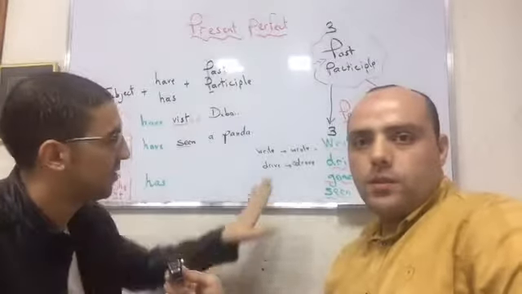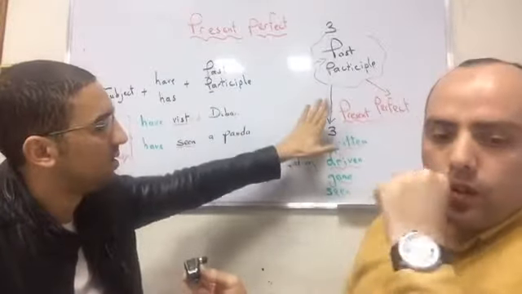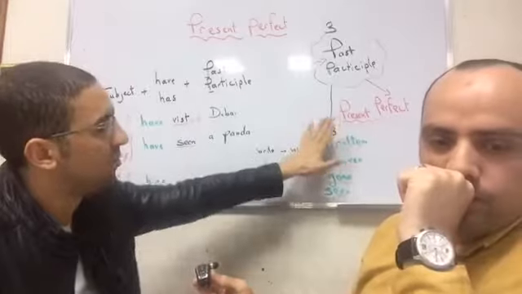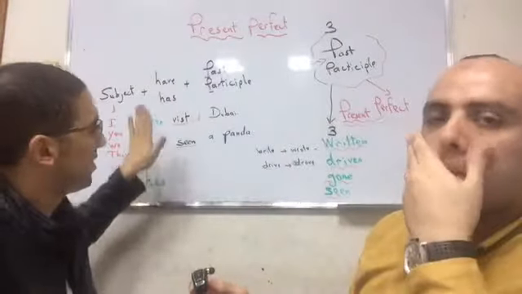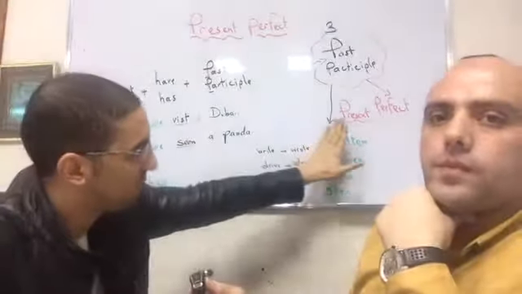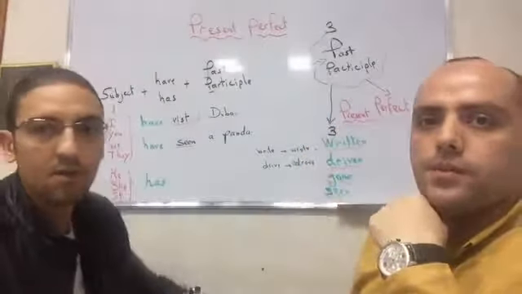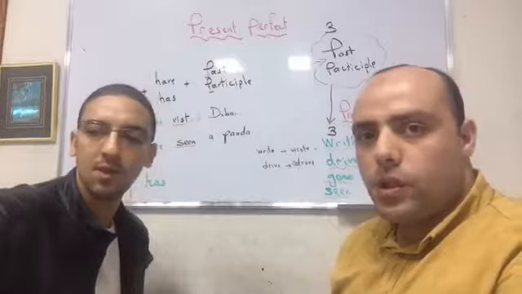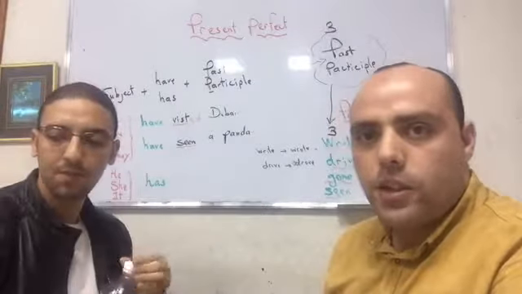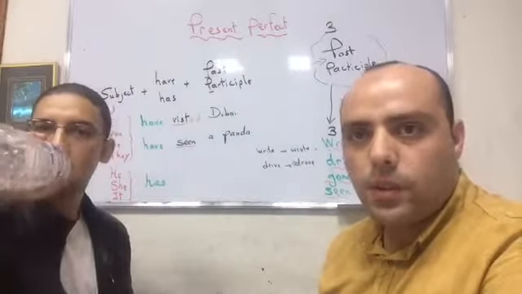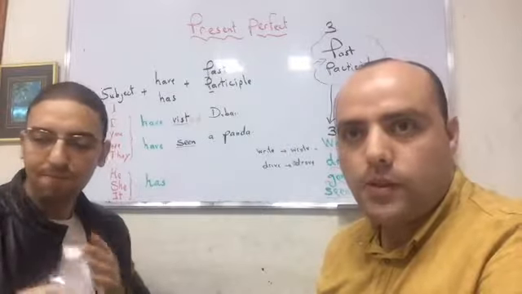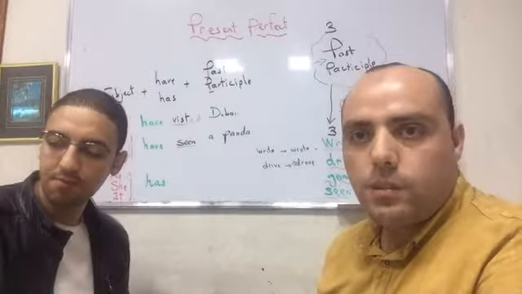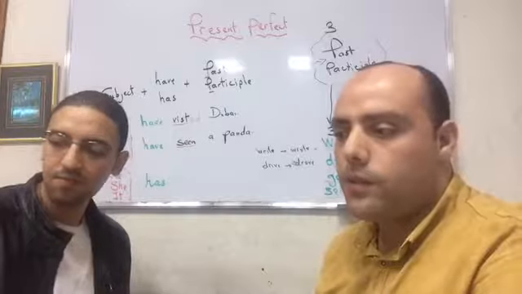So just remember that with the present perfect we use have or has plus the past participle, which is here. Okay, so this is in brief the formation of the present perfect simple. We just use the subject plus have or has, and the PP, the past participle of the verb.